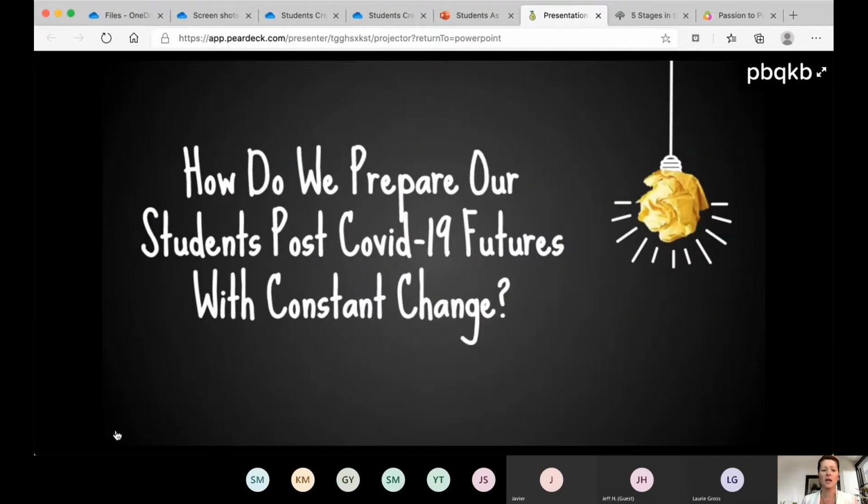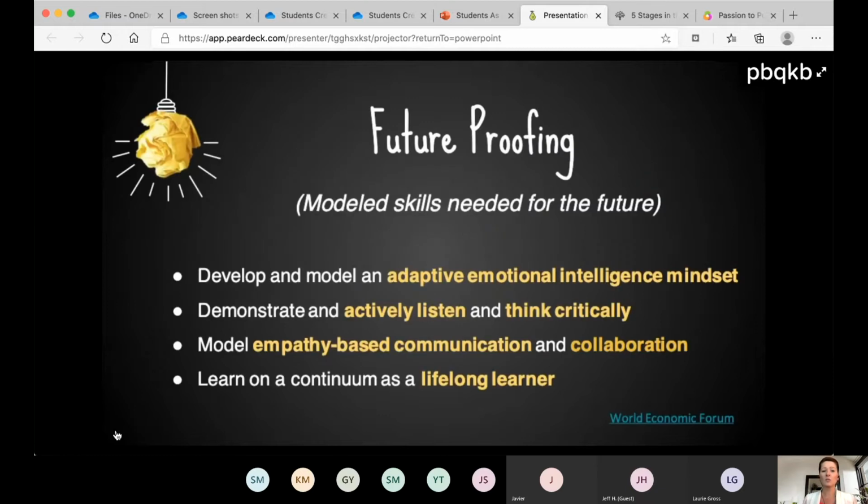Now, here's another suggestion and a question to ask of you: how do we even prepare our students for post-COVID-19 futures with constant change? Because if everything's changing so quickly, how do we prepare our students for that type of learning experience in our classroom? The most important thing that we can do as educators, because we don't know necessarily what the future world of opportunity is going to be, we can kind of see a trajectory, but we don't know all the possibilities, is that we as teachers really need to model and develop an adaptive emotional intelligence mindset for our students.